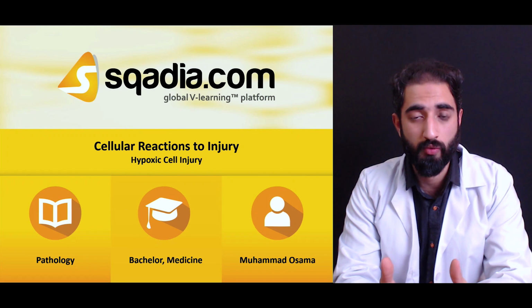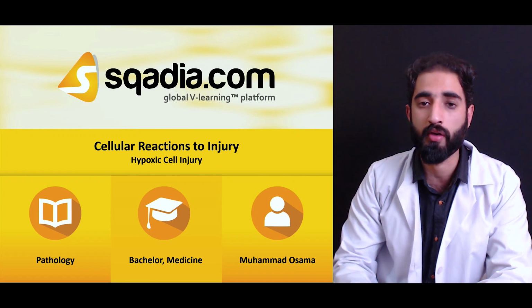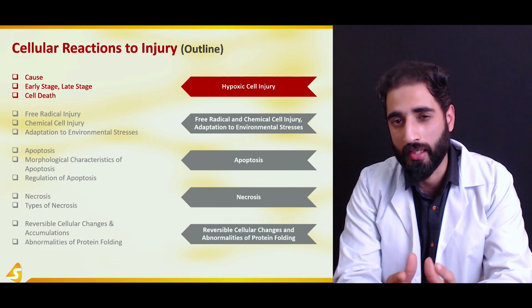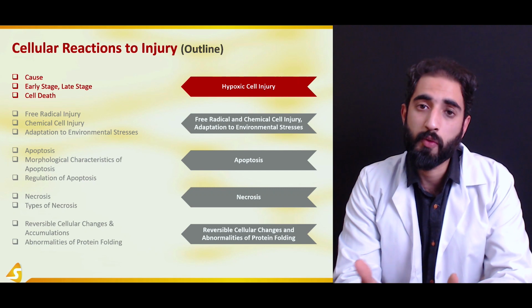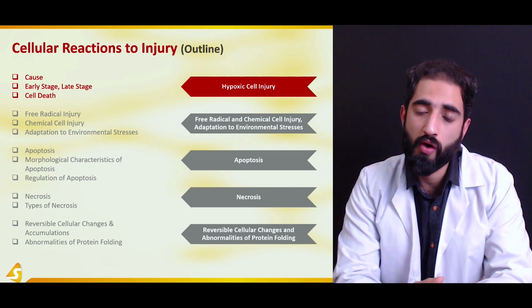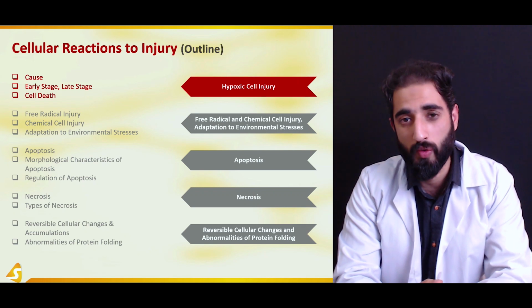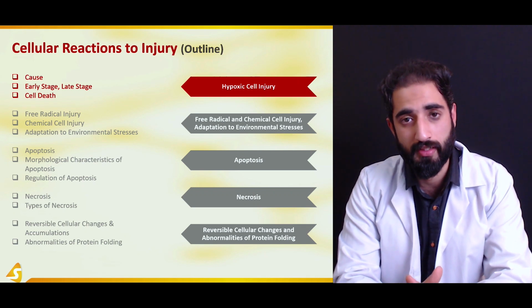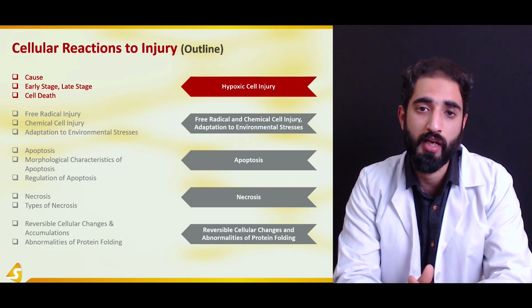Today we are talking about cellular reactions to injury. And the first topic that we are going to cover in this series is hypoxic cell injury. It is a very important topic when we talk about the pathology and physiology of the cell. So it would constitute the causes of hypoxic cell injury, the early stage of hypoxic cell injury, as well as the late stage of hypoxic cell injury, followed by the cell death following the hypoxia.